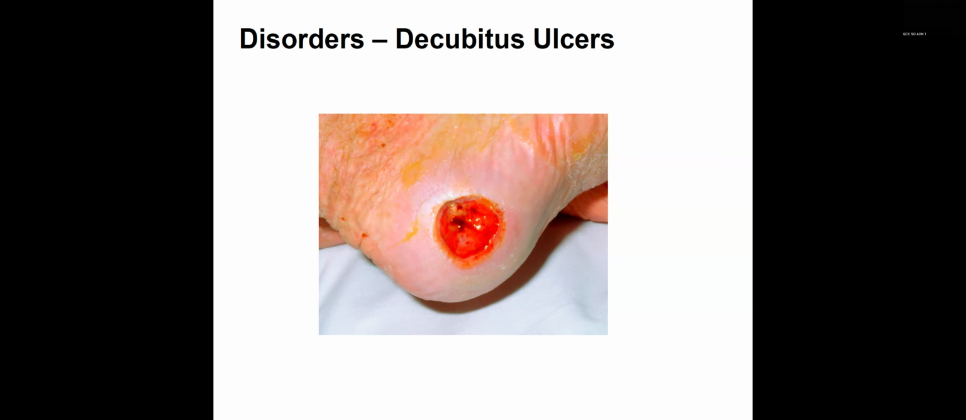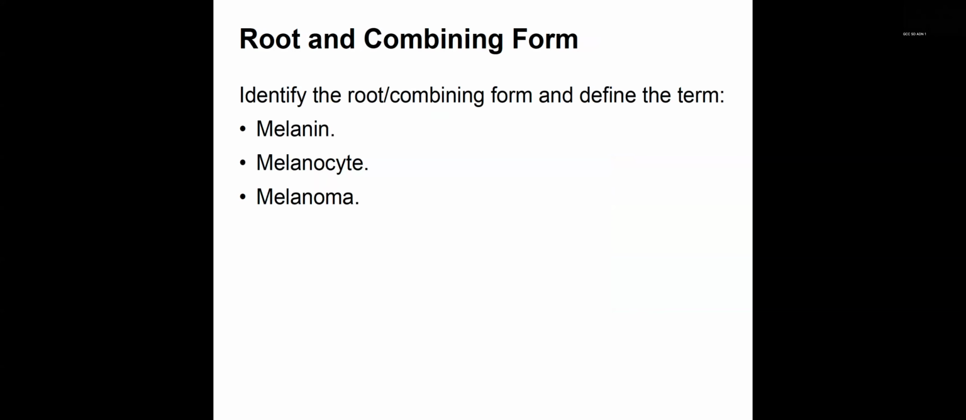Now, can anyone identify areas of the body that are particularly susceptible to developing these bed sores? For example, heels, elbows, buttocks, or the hips, right? So these regions are going to be very highly susceptible to these decubitus ulcers.